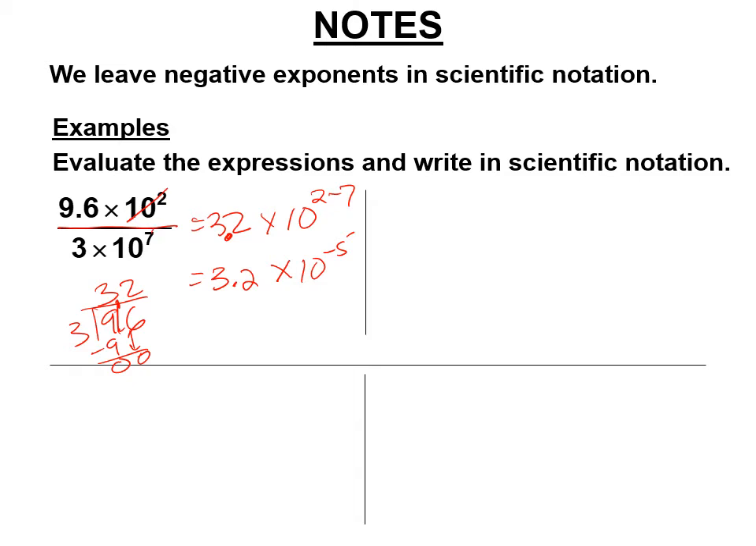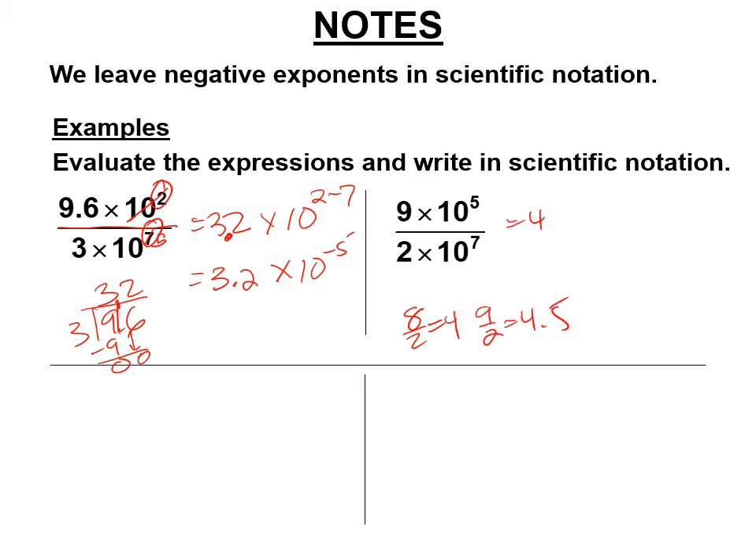Because the fifth would be down here, right? And so that's 3.2 times 10 to the -5th. Better to think of it, this is where you want to subtract your exponents, 2 minus 7. So 8 divided by 2 is 4. So 9 divided by 2 is 4.5. And 5 minus 7 is -2. It's not 7 minus 5. It's the top minus the bottom, right?